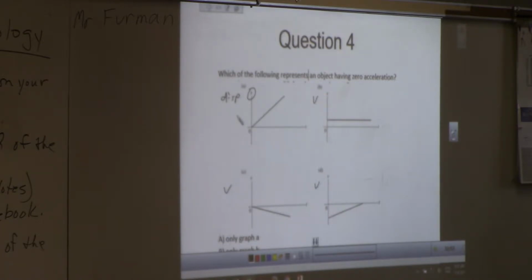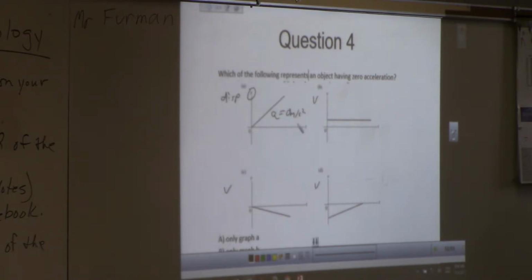So describe what's going on with graph A. Displacement versus time graph. Your displacement is increasing, the slope, it's a constant slope, right? And slope from a displacement graph gives you what? Velocity. So constant slope, constant velocity, that's a way of saying what? No acceleration. So for A, we have no acceleration. So that's at least one of them.